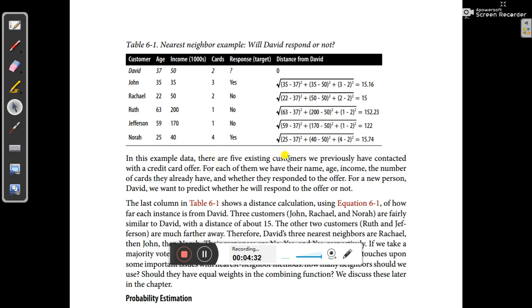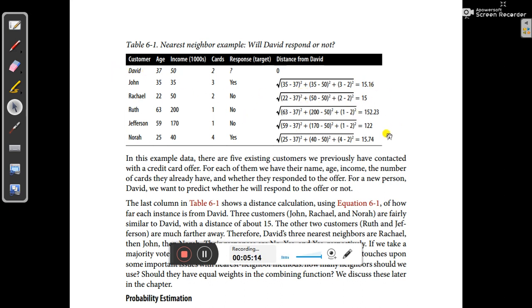In this example, there are 5 existing customers we have previously contacted with a credit card offer. For each of them, we have their name, age, income, number of cards they already have, and whether they responded to the offer. For a new person, David, we want to predict whether he will respond to the offer or not. We try to find the distance function. Using the distance function, what is the distance from David? Here we use the Euclidean distance function: 35 minus 37 squared, 35 minus 50 squared, 3 minus 2 squared. In that way we find the distances. Here you can see which ones are closest to David.